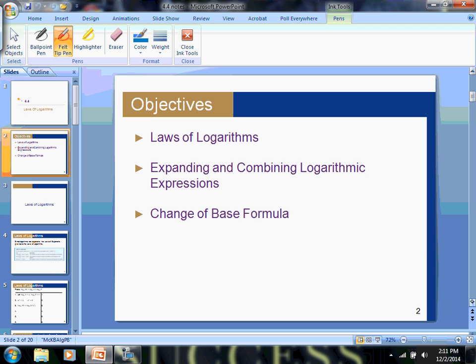And today we're going to talk about the laws of logarithms, and we're going to expand and combine logarithmic expressions and also learn the change of base formula, which is another way to evaluate logarithms.